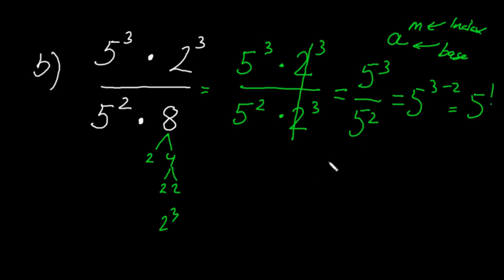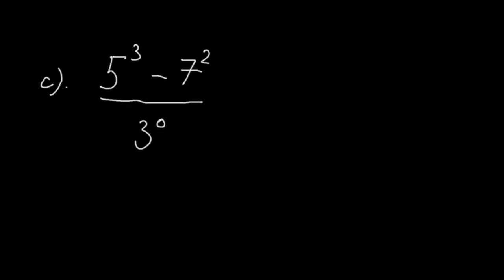Alright, so that was a bit more challenging. So our next question, we're going to introduce the concept of a zero power. Alright, so we have our next problem here as 5 cubed minus 7 squared over 3 to the 0. And so we immediately run into a problem, because how do we evaluate 3 to the power of 0?